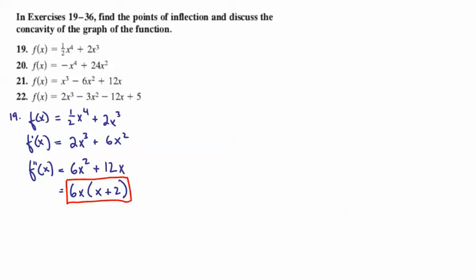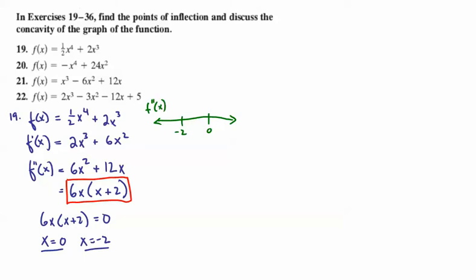Then we want to set that equal to 0, and when we do, we find that x is equal to 0 or x is equal to -2. These are our potential points of inflection. So we're going to make our sign chart, place our potential points of inflection, -2 and 0. Note that we're working with the second derivative. Select some test values in each interval, and we start to plug into the factored form.